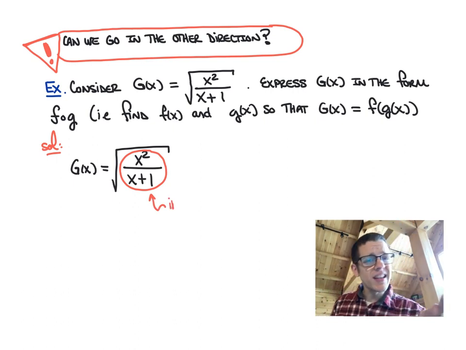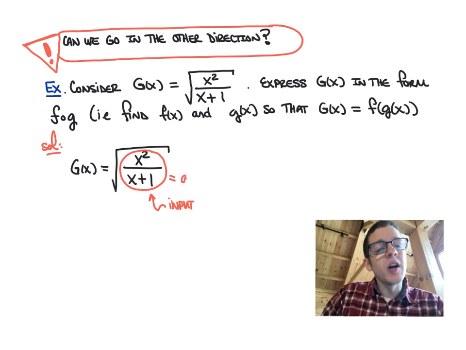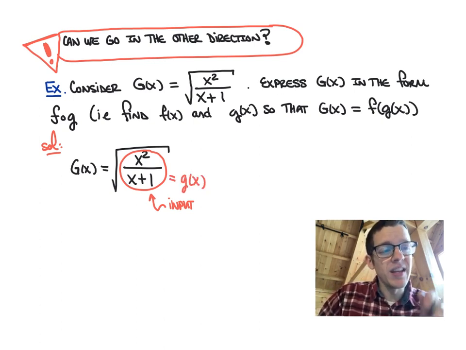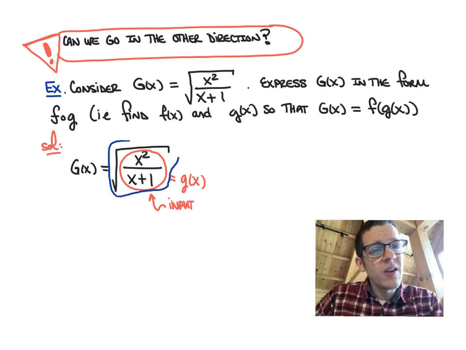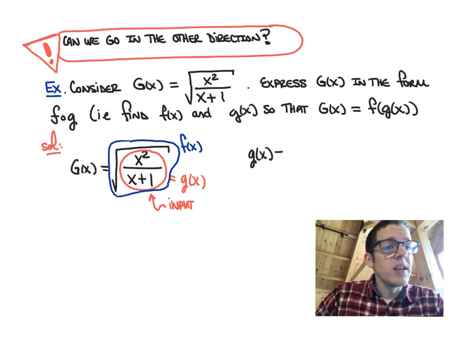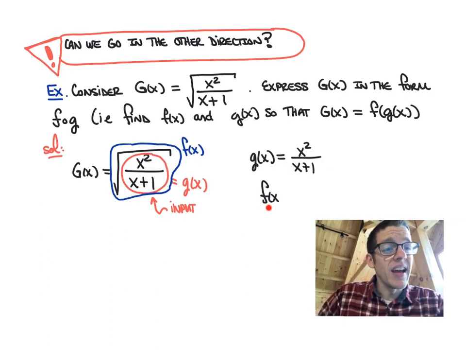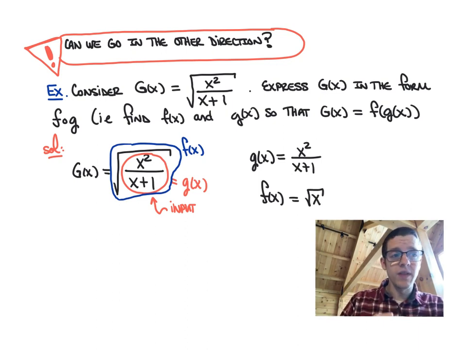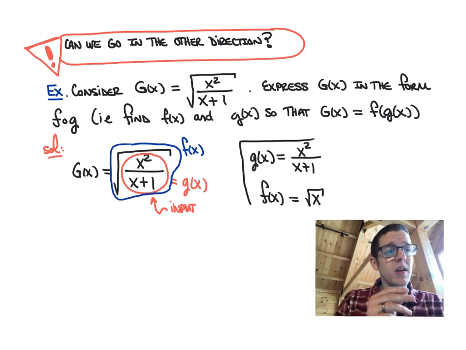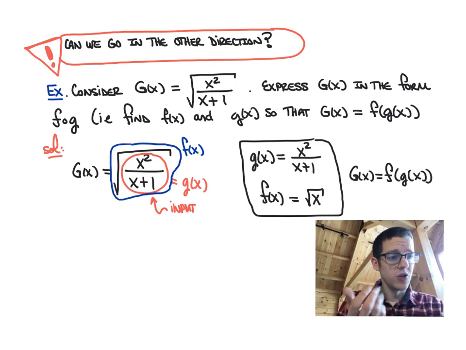What you can do is recognize that there's an inner function here, x squared over x plus 1. And we're going to let that inner function be equal to little g. That'd be the inner function of my composition. Then there's this outer function, the square root, and that's going to be your f. So notice in my composition, if I let the inner function g be x squared over x plus 1, and I let the outer function f be the square root of x, when I take a composition, f of g of x, you're putting the inner function into the outer function and you'll get precisely g of x.